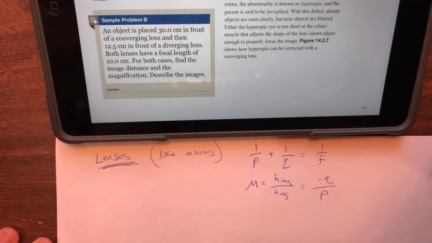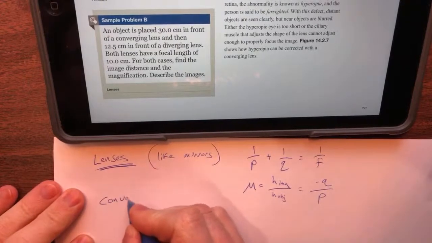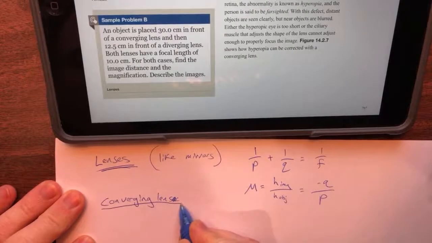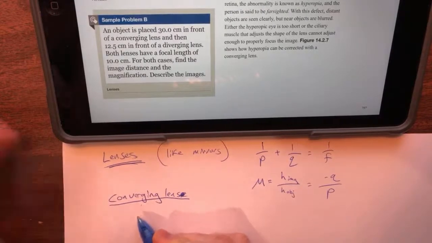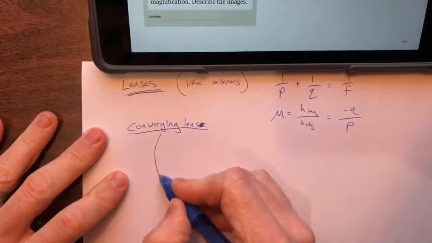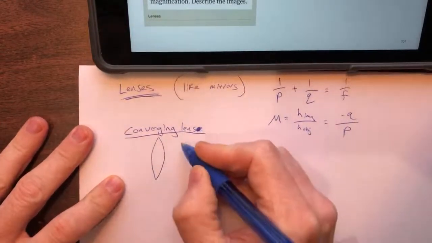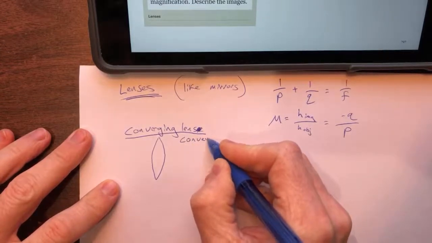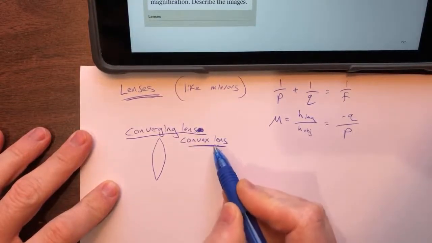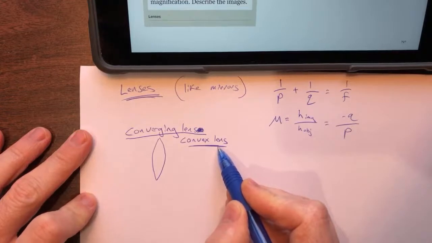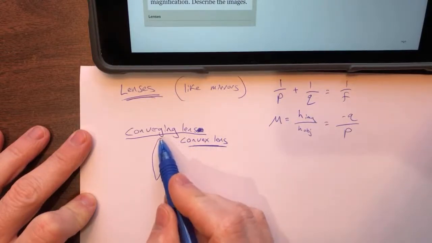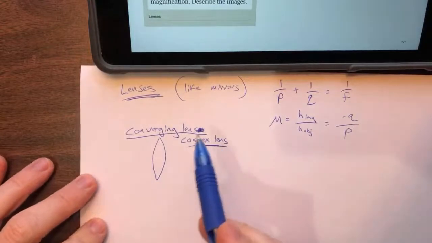Okay, so a converging lens is going to look like this. It's also called a convex lens, which is interesting and opposite of the mirrors. If you recall, a convex mirror is a diverging mirror. Here, a convex lens is a converging lens.